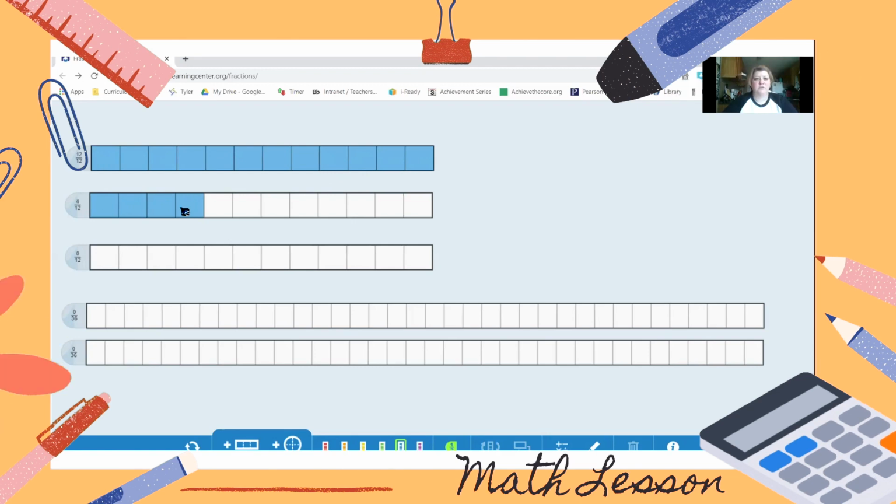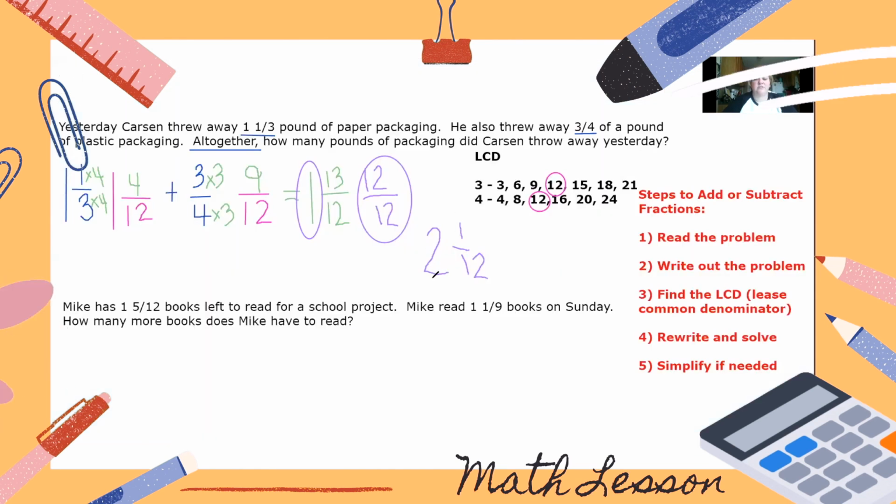We added to that 9/12. So 9 out of 12. So we're going to count 9 more. 1, 2, 3, 4, 5, 6, 7, 8, 9. You now see that what I have shaded is 2 wholes and 1 out of 12, or 1/12. So I have 2 and 1/12, which is what we got here as our answer. So we did a very nice job following those steps.